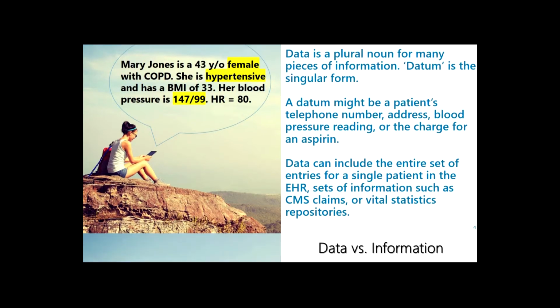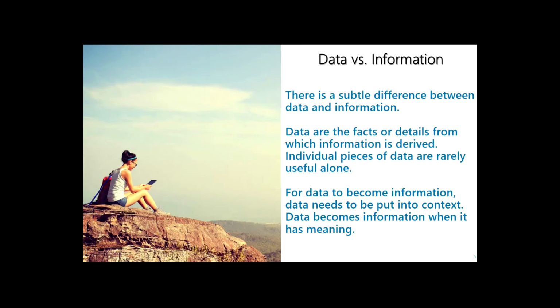So beyond that, we have to look at data versus information. So you have datum, which is a singular form of data, and data, which is multiple pieces of datum, right? And so now we're going to carry that one step farther to data versus information. So there's a little bit of a difference. Data are the facts or details from which information is derived. And if you think about it, individual pieces of data are rarely useful alone.